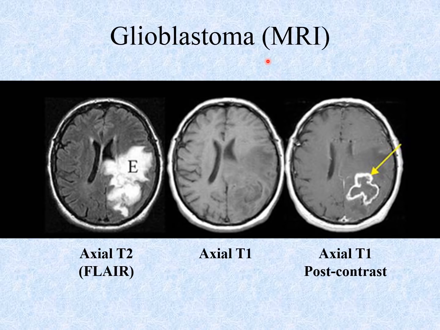And this is a glioblastoma. You can appreciate that it's seen very well with an axial T2, much more poorly with an axial T1, but with post-contrast material that tends to enhance using an axial T1, with the contrast material that tends to enhance a membrane around a portion of the tumor.